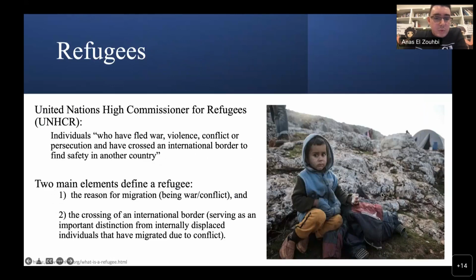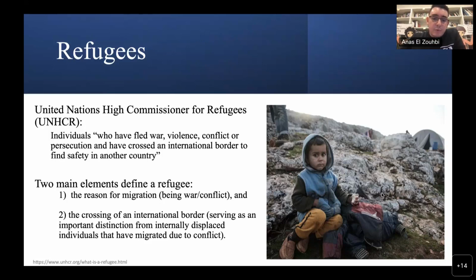So to start off, the refugees, as defined by the United Nations High Commissioner for Refugees, are individuals who have fled war, violence, conflict, or persecution, and have crossed an international border to find safety in another country. So, as we can see, there are two main elements to define a refugee. One being the cause or the reason for the migration. So, in the case of refugees, it's war or conflict, and the other is the crossing of an international border.